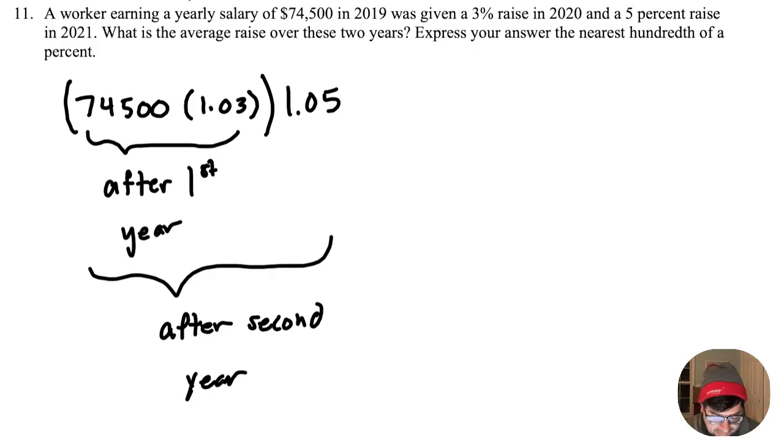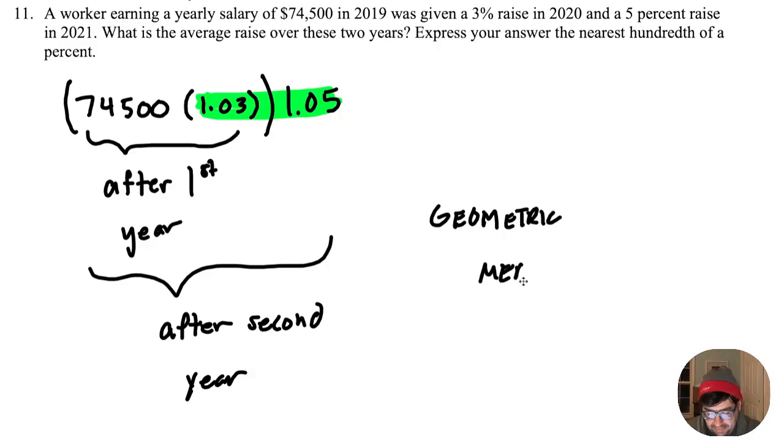So if you think about this, we have this kind of repeated multiplication, an initial salary times 1.03 times 1.05. We want the average of that. What's the average raise? So we're going to focus on this fact that we're really multiplying 1.03 by 1.05, and the average of our multiplication statement is going to be the geometric mean. All right, so how do we do that?